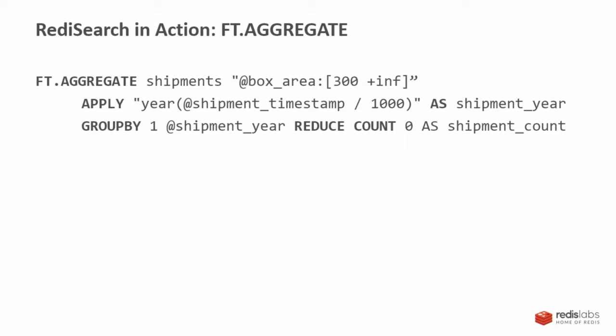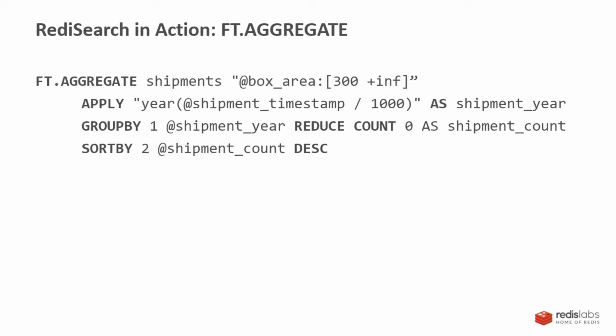RediSearch uses this kind of similar pattern in all of its commands. You'll see GROUPBY 1 @shipment_year. What it's saying here, the 1 indicates that you only have one variadic argument after that. So GROUPBY 1 shipment year, and then we're going to REDUCE COUNT. The count has no arguments, that's why it says 0 AS shipment_count. So that would start taking the number of the counting by the year and reduce them, saying how many are per year. So how many came in 2011, 12, 13, 14, and so on and so forth.